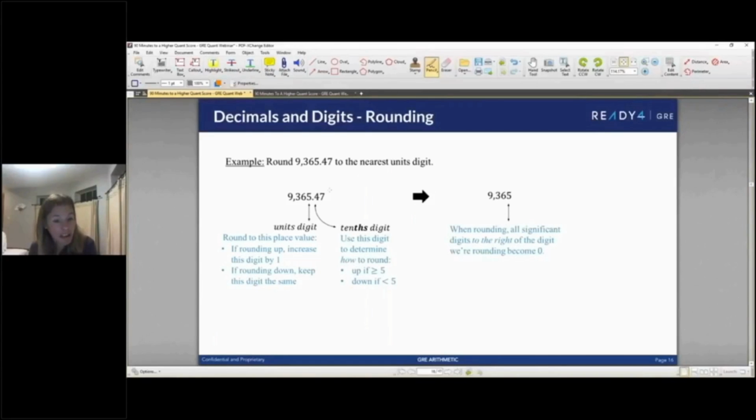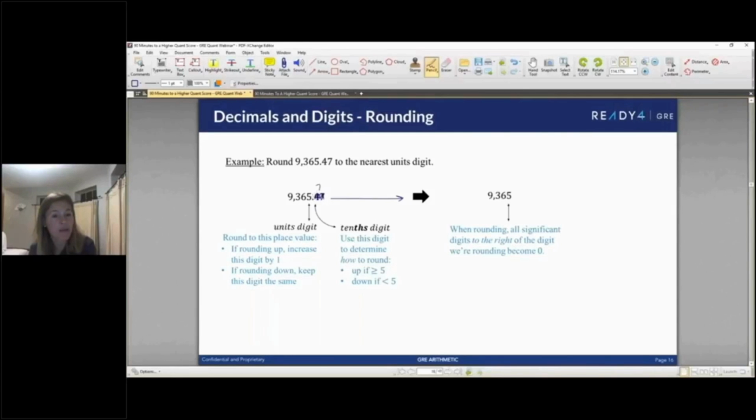When we want to round to a nearest digit, we look at the digit after it. So if we were going to round our units place, we would look at the digit after it. And if this digit is less than 5, we round down. If it's greater than or equal to 5, we round up. So how do we round this to the nearest units digit? We look at the 4, we decide it's smaller than 5, so we round down and we keep it at 9365.